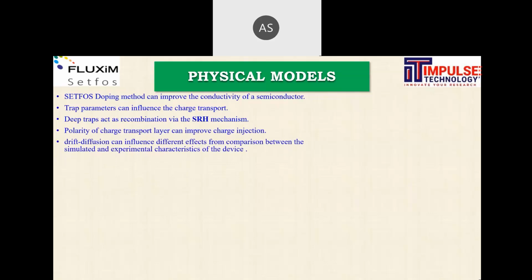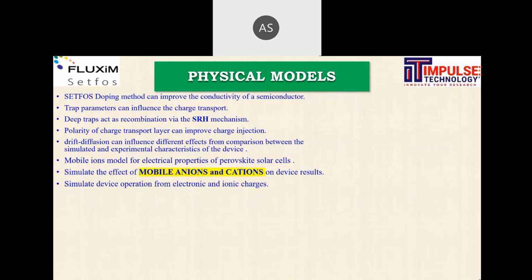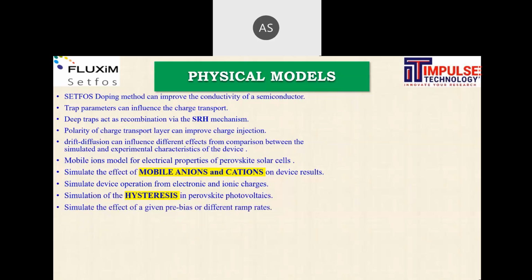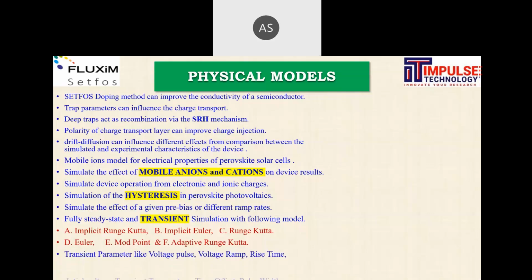The drift diffusion model can also include different model effects, and you can compare the simulated and experimental results. And the mobile ion model for perovskite solar cells: anions and cations in the device, electronic to ion charge profiles, hysteresis effect in perovskite photovoltaic devices, effect of pre-biasing conditions or different ramp rate conditions, steady-state and transient simulations with the following models: implicit Runge-Kutta, implicit Euler, Euler midpoint, adaptive Runge-Kutta. These are transient solver parameters.